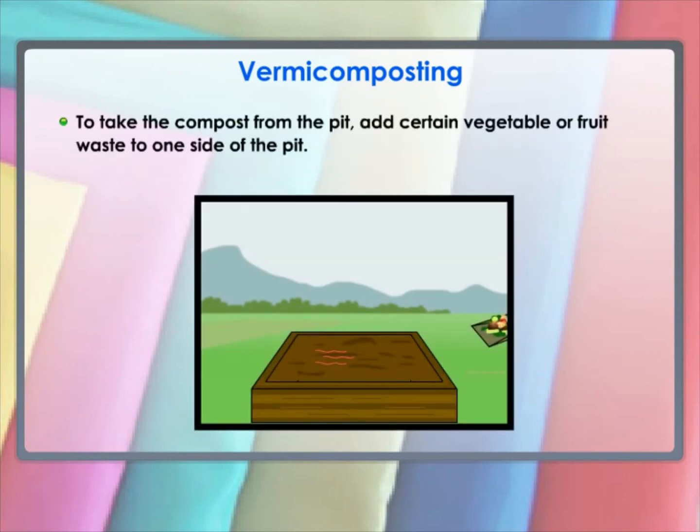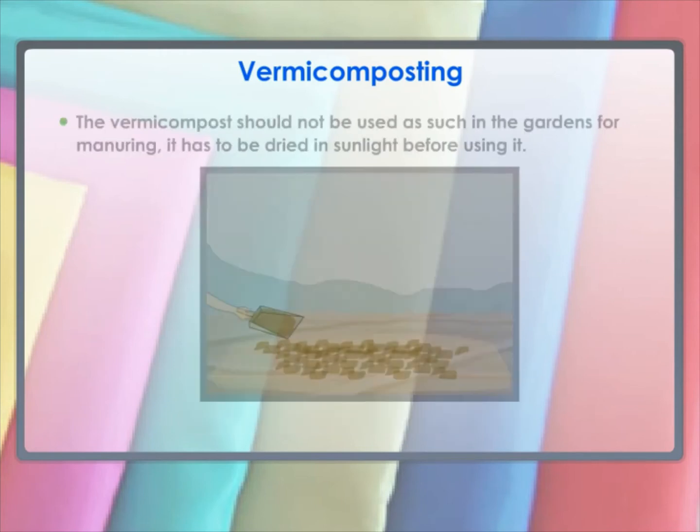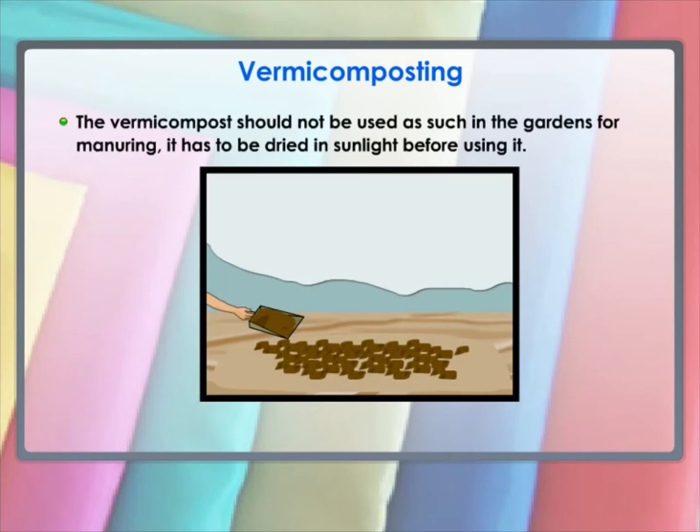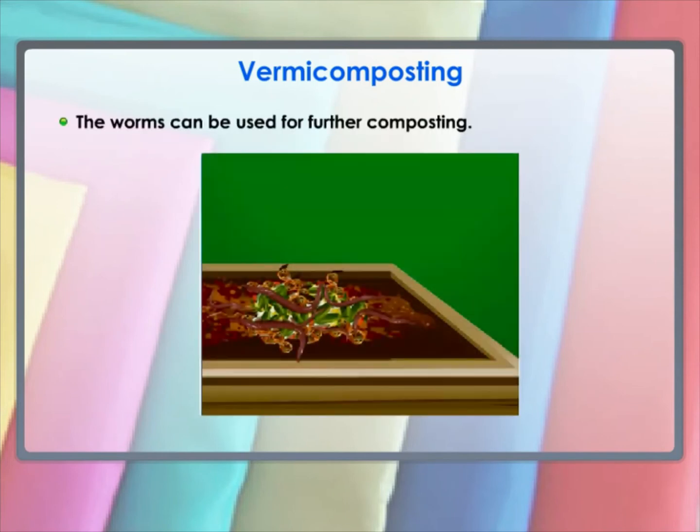To take the compost from the pit, add certain vegetable or fruit waste to one side of the pit. You will find that the worms move towards the waste material, leaving way to extract the compost. The vermicompost should not be used as such in the gardens for manuring. It has to be dried in sunlight before using it. The worms can be used for further composting.